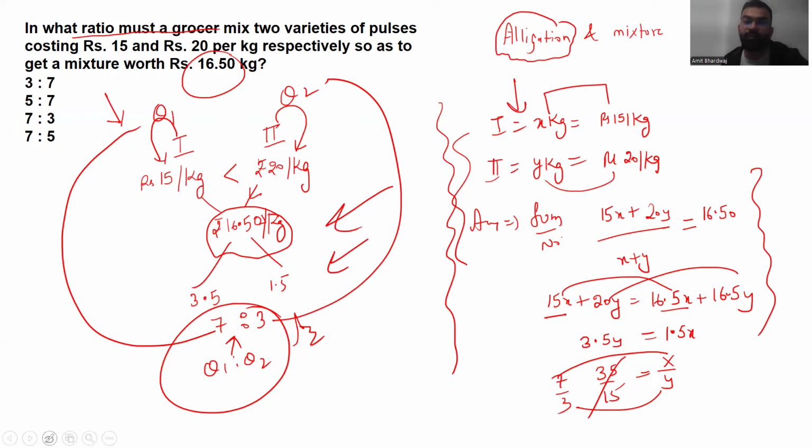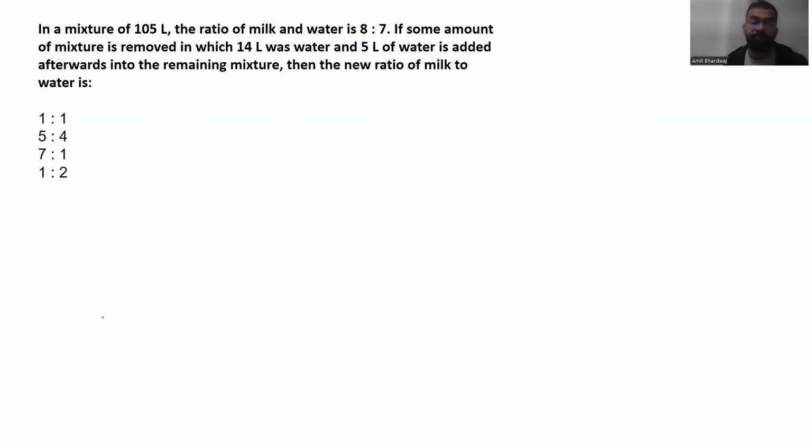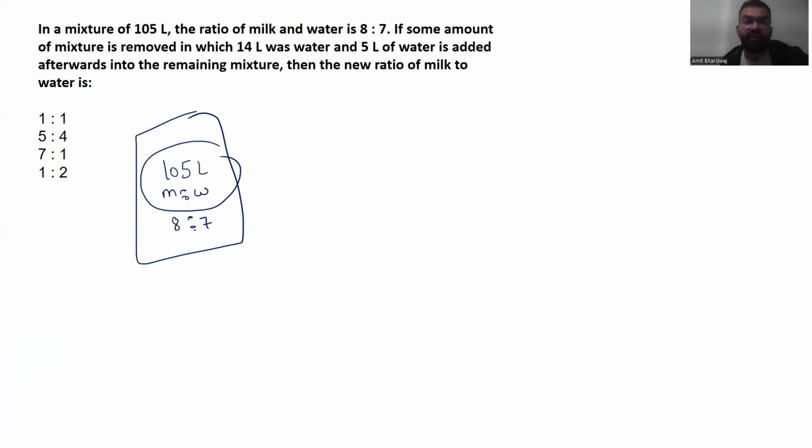All right. So let's move toward point number 2, where I will tell you how to use the word mixture, right? Questions and how to solve questions from the topic mixture. Okay. Now let's say we have a question in which I'm talking about a mixture of 105 liters of milk and water. The ratio is 8 to 7. So basically, if some amount of mixture is removed in which 14 liters was water, it means you removed something, right?